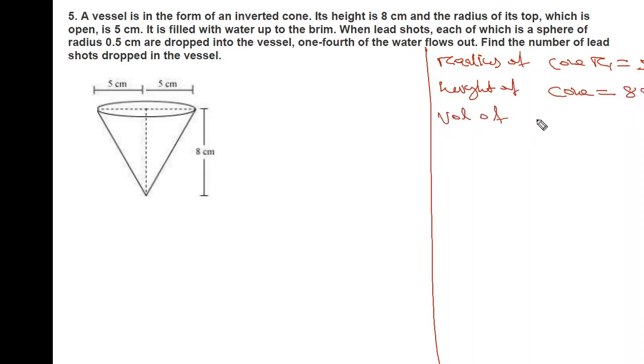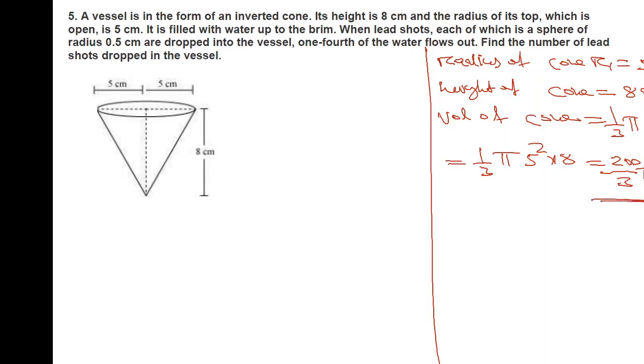Volume of cone is equal to 1 by 3 pi r square h, which is equal to 1 by 3 pi, r is 5 square, into h is 8. So this will be equal to 200 by 3 pi cm cube. So this will be the volume of the cone.